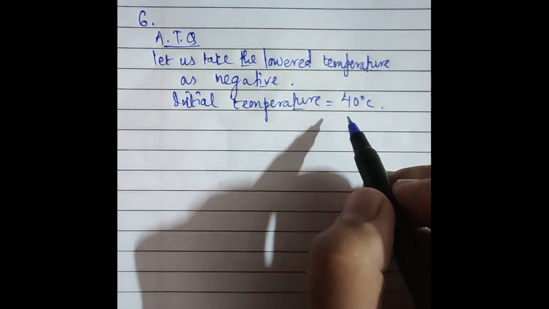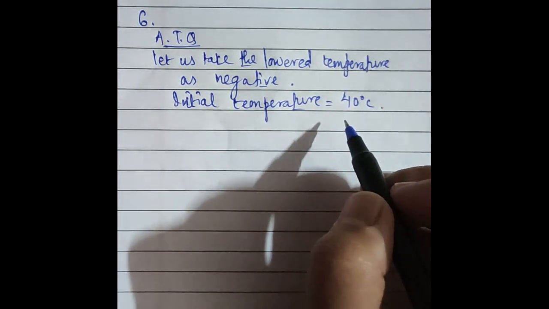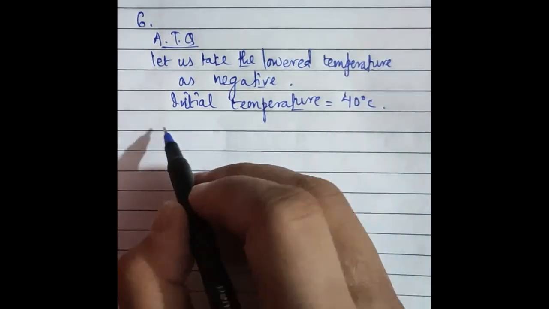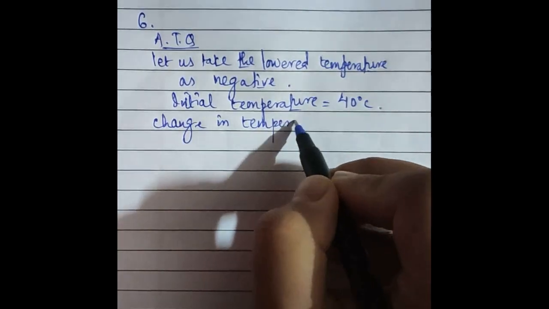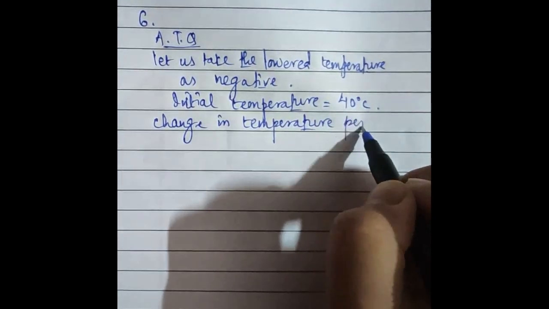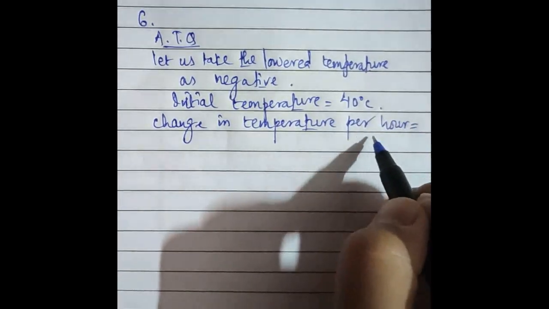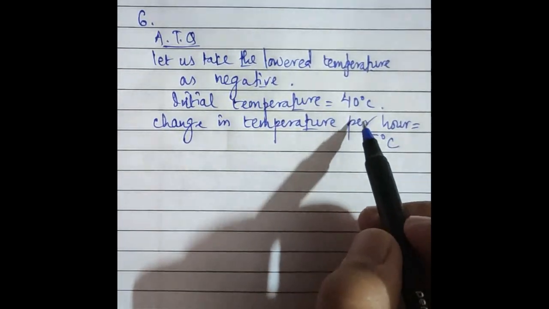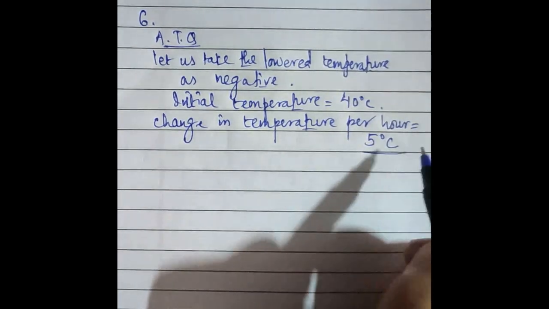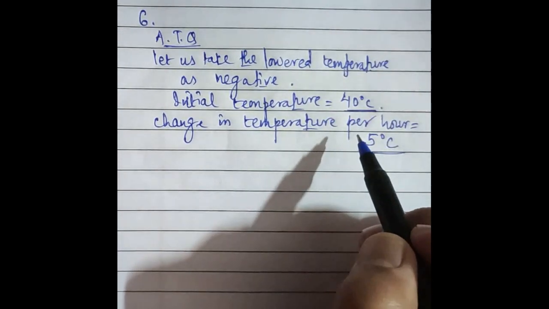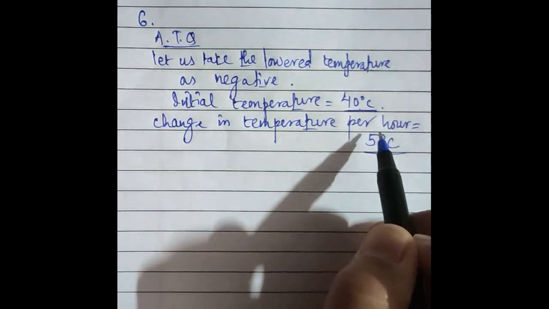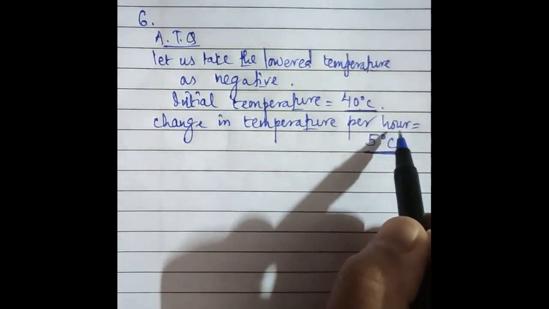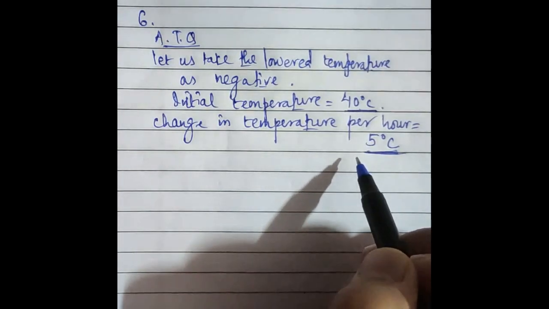Now you have to lower this temperature at the rate of 5 degrees Celsius every hour. So the change in temperature per hour is equal to how much you have to lower per hour? 5 degrees Celsius. Initially, at the first, the temperature was 40 degrees Celsius. Now you are lowering the temperature at the rate of 5 degrees Celsius per hour, every hour.